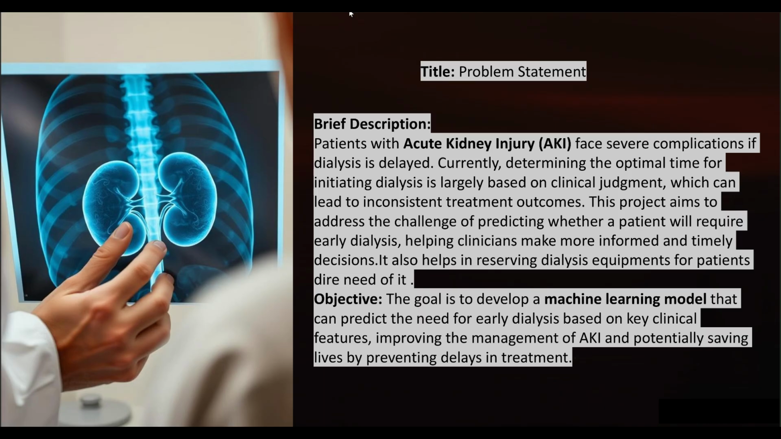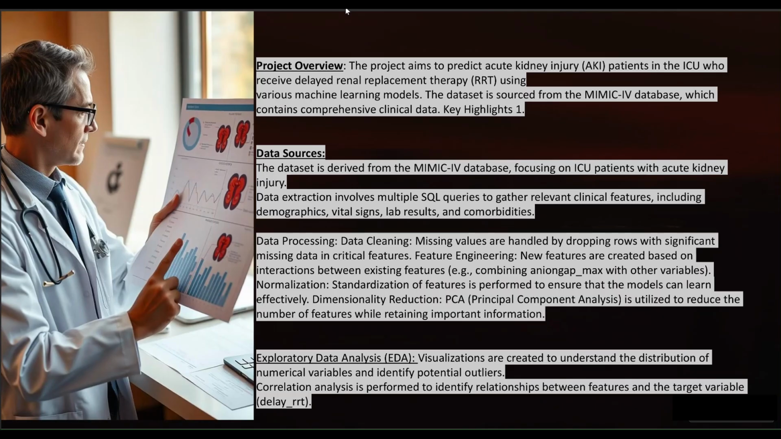The main objective of this project is to develop an ML model, that is, a machine learning model, that can predict the need for early dialysis based on key clinical features. Now let's discuss the project overview. As I said earlier, the project aims to predict which acute kidney injury, that is AKI, patients in the ICU receive delayed renal replacement therapy using various ML models.